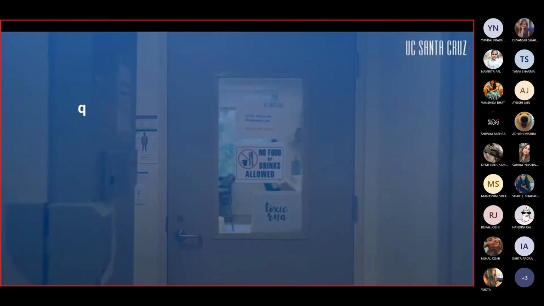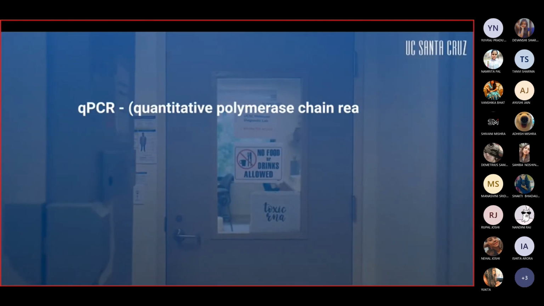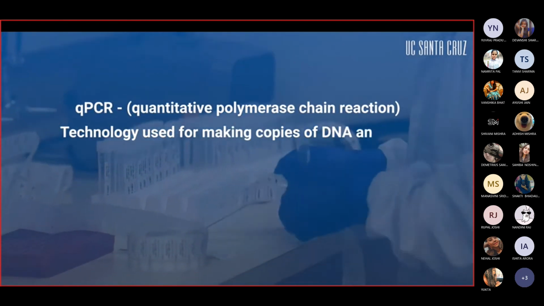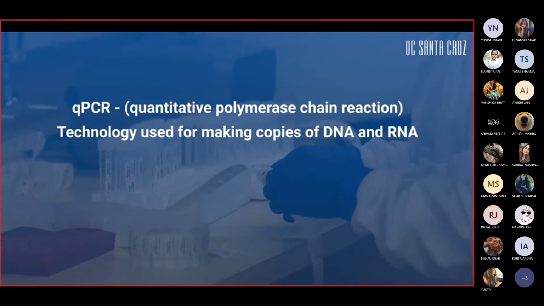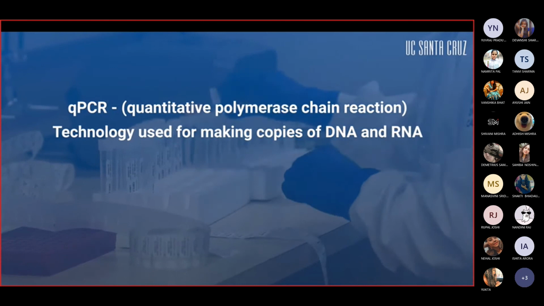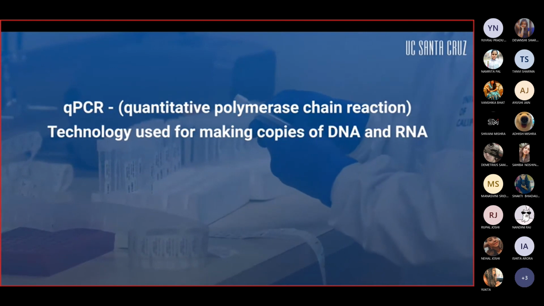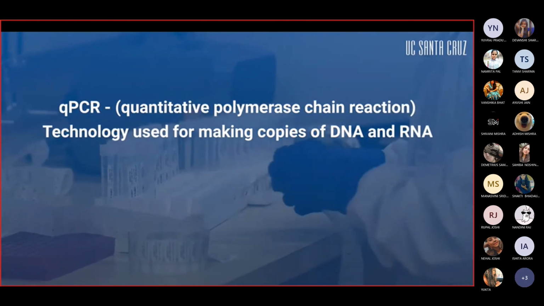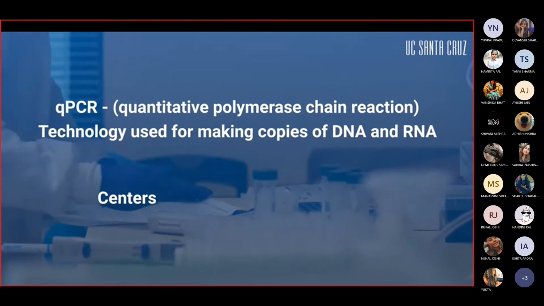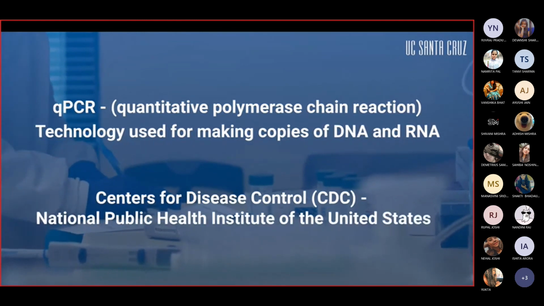Let's start with a few terms. A qPCR stands for Quantitative Polymerase Chain Reaction and is a technology used for making copies of DNA and RNA. By doing this, the quantity of DNA, or in this case RNA, can be measured. Testing on a qPCR device is consistent with the Centers for Disease Control, or CDC, approach.